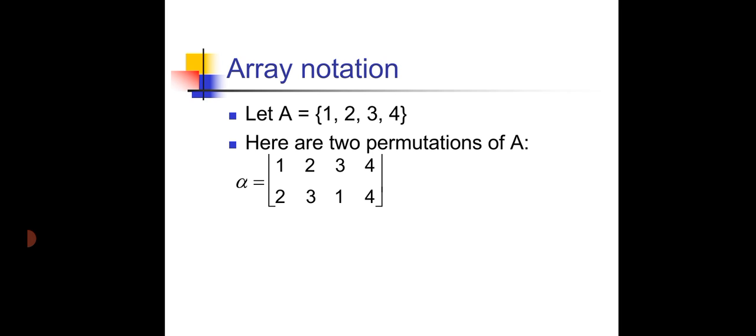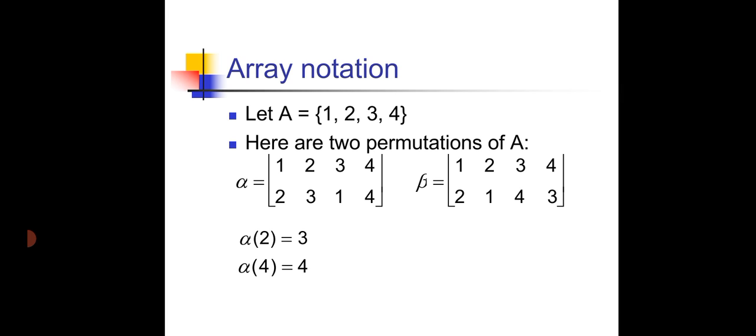Now we have defined alpha: 1, 2, 3, 4 is mapped to 2, 3, 1, 4. That is, 1 is mapped to 2, 2 to 3, 3 to 1, and 4 to 4. Similarly, beta: 1, 2, 3, 4 is mapped to 2, 1, 4, 3. That is, 1 to 2, 2 to 1, 3 to 4, and 4 to 3. You can see that alpha of 2 equals 3, and 4 is mapped to 4. Similarly for beta, 4 is mapped to 3 and 2 to 1.